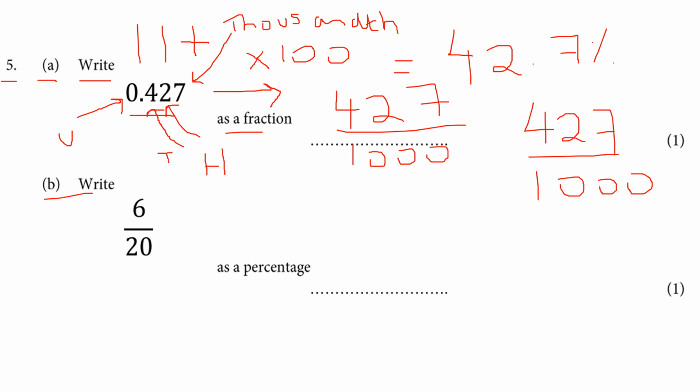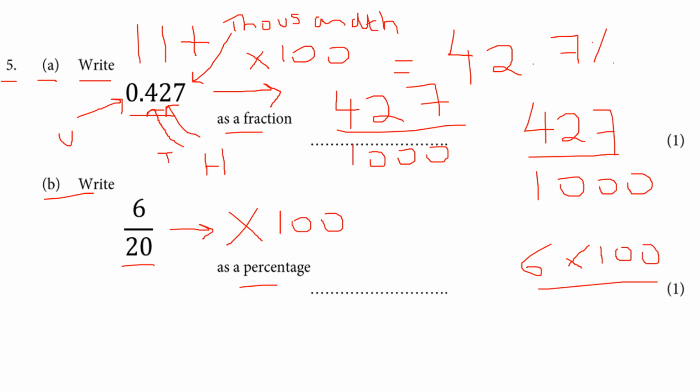What about part B, guys? Write 6/20ths as a percentage. So a fraction to a percentage, I'm going to multiply it by 100. Essentially the 6 gets times by 100, so I'm going to have 6 times 100, over 20, or 20ths.